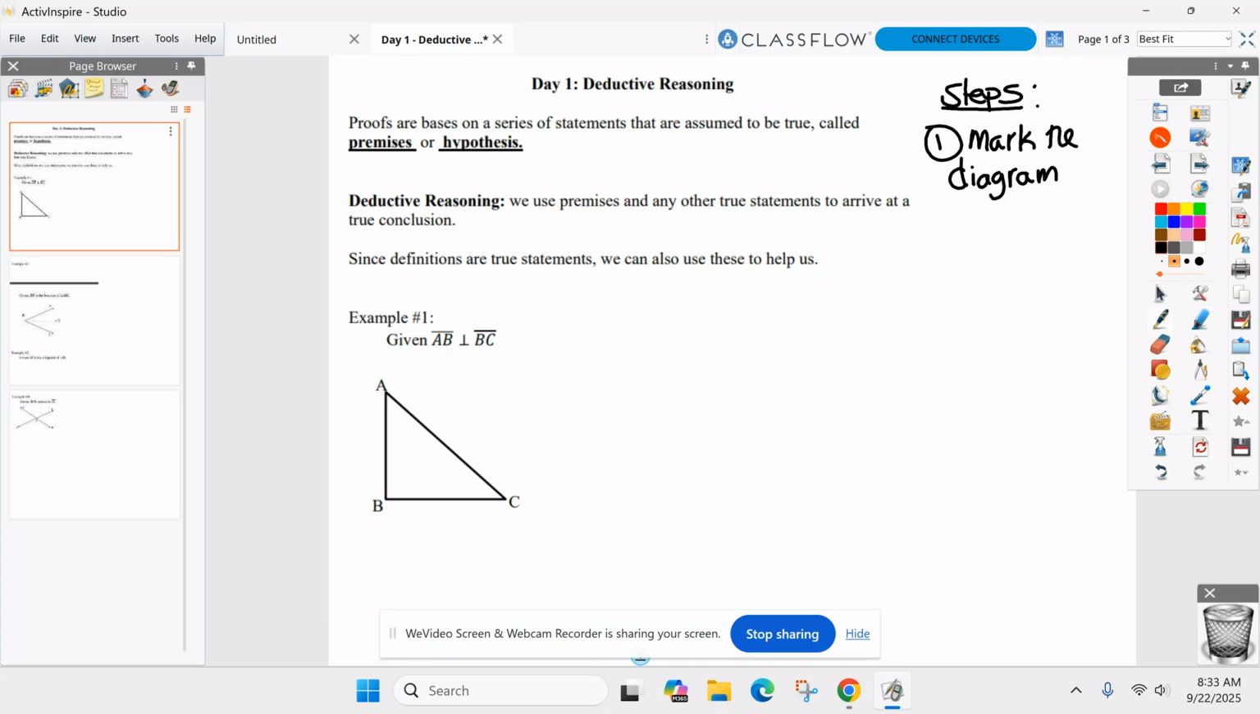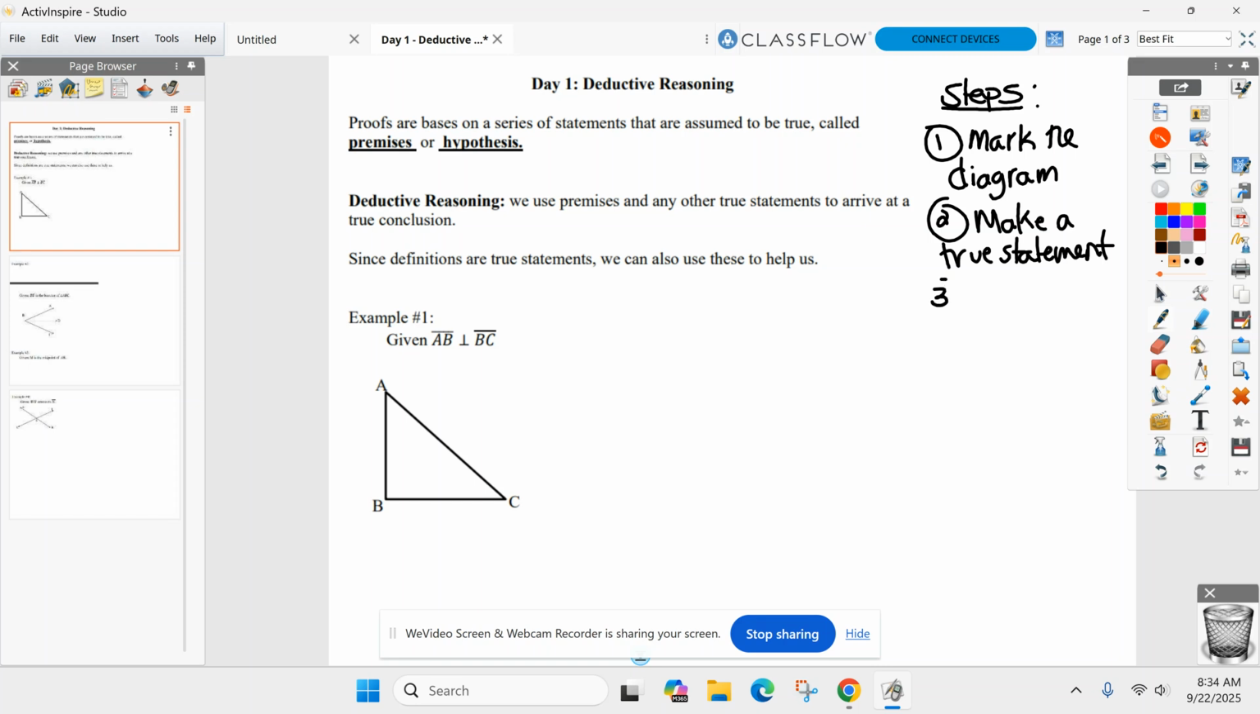What do I mean by mark the diagram? Think about everything we put on our diagrams in Unit 1. Hash marks, arc marks, right angle symbols. I want all that stuff on there if it applies. Second step, you're going to make a true statement based on what's given, because you told me this is true about my diagram. Because you gave me this piece of information, this is what's true about the diagram.